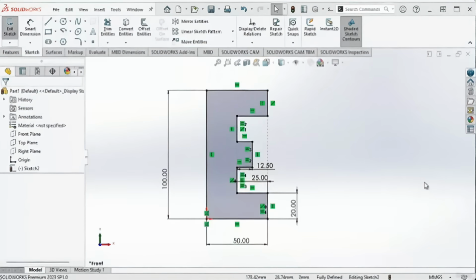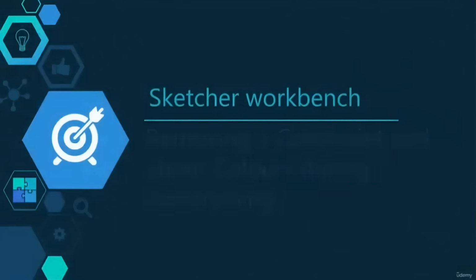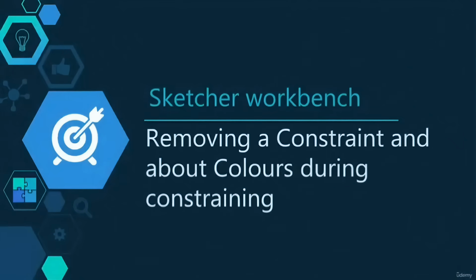In the last lecture, we have seen how to create example 1 geometry, which is this. In this lecture, we are going to see how to remove a constraint and the various colors that you encounter during constraining. During constraining, there are a few types of constraint conditions that you have to avoid. The very first thing is over constraining and the second is inconsistent constraints. We'll see these two a bit later. First, we need to know how to remove a constraint.